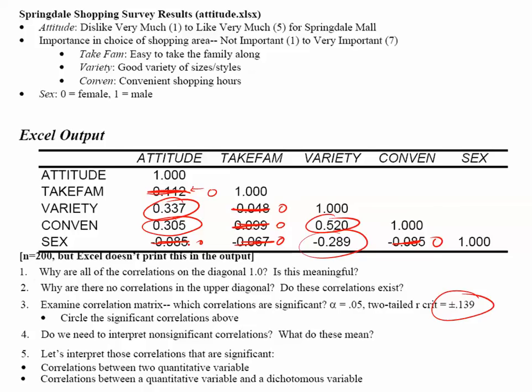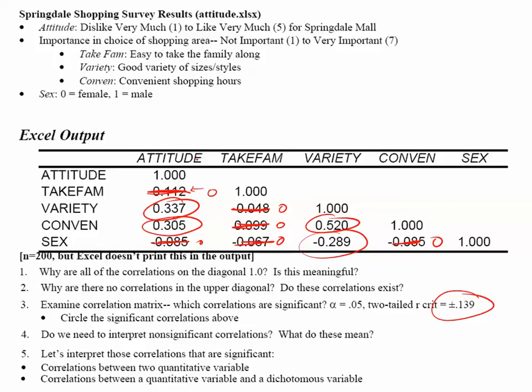So let's interpret those correlations that are significant. Correlations between two quantitative variables would tell us something about the relationship. Correlations between qualitative variables or dichotomous variables tell us not as much information, but they tell us something also about the relationship, but it is more difficult. We can't quantify that relationship, and we'll talk more about that when we get into regression. But what do we find here?